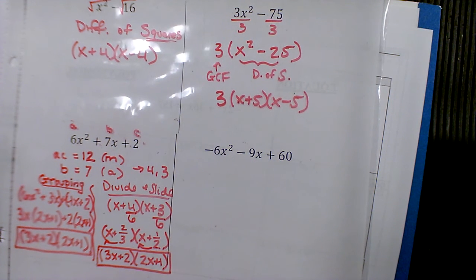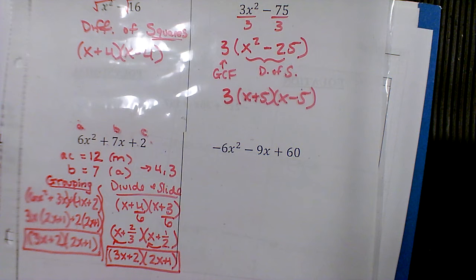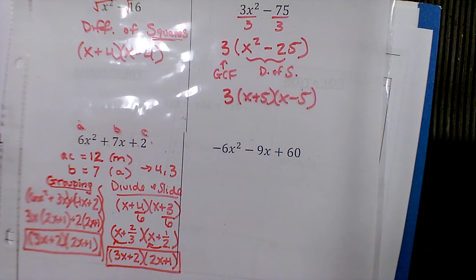What do you want to try to do? Does this fit? We have 3 terms, right? So does it fit the I am format, the easier factoring type? No, because this is not a 1, right? What do you want to try, Marie?